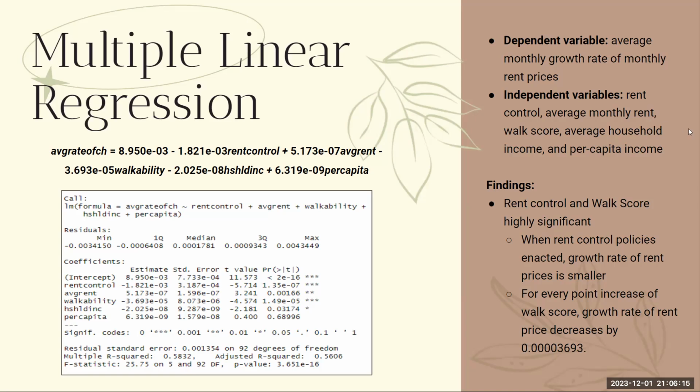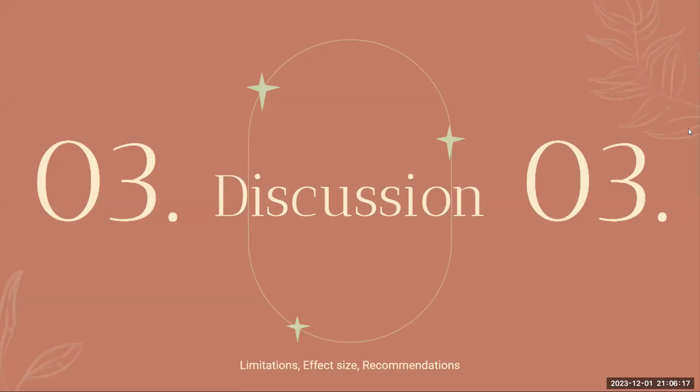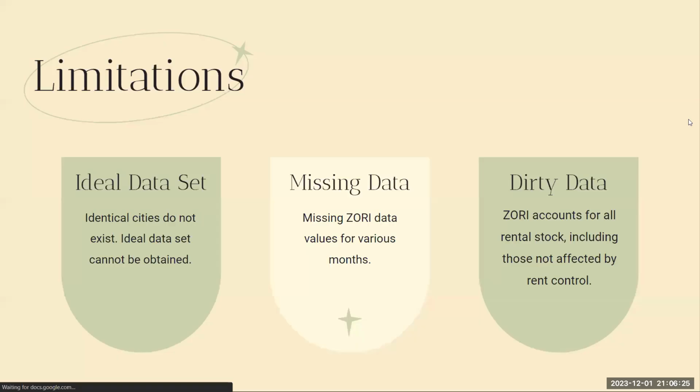And so our next section is the discussion. We will talk about the limitations, effect size, and move on to our conclusion after this. And so for our limitations, our research faced many, resulting in signaling that there is bias in our estimations.